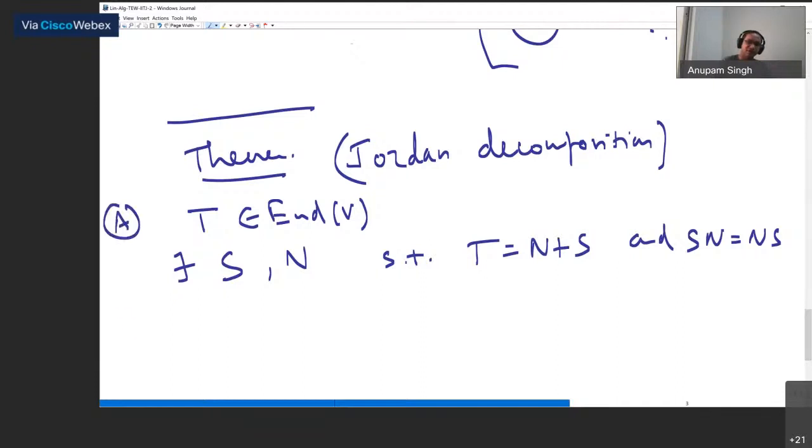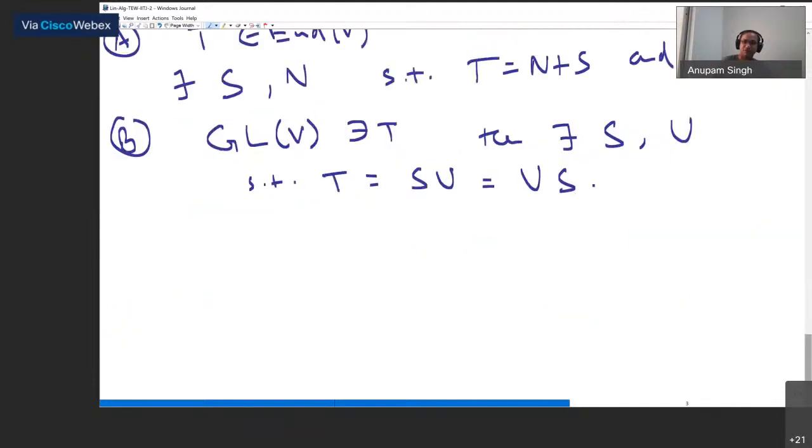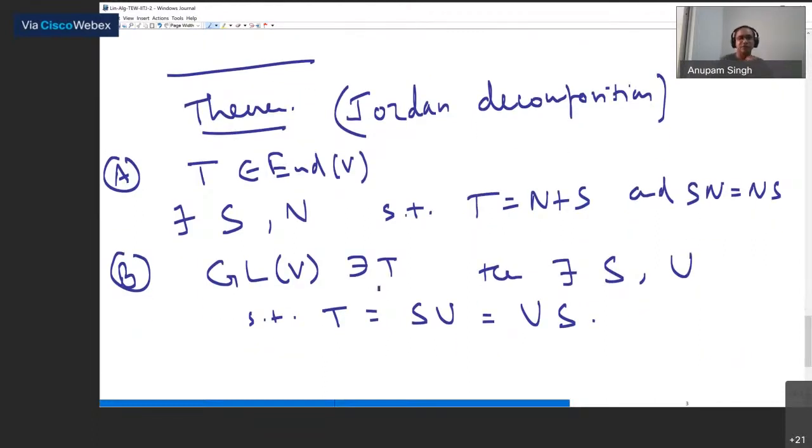And then we had the multiplicative version, where for any transformation which is invertible, so if I take T in GL(V), then there exists a diagonalizable S and a unipotent U such that I can write T as S times U, and they also commute. So this is the same as U times S, right? This says that the kinds of matrices we have looked at above, diagonalizable, nilpotent and unipotent, are good enough. They can give rise to all matrices basically.